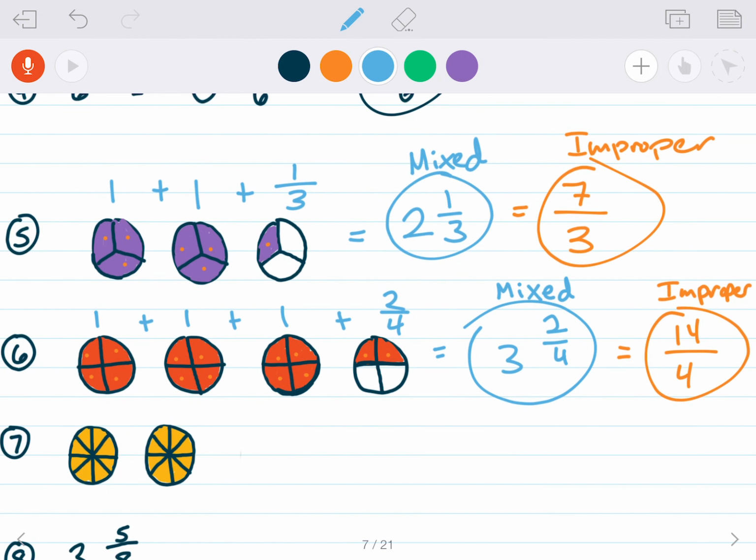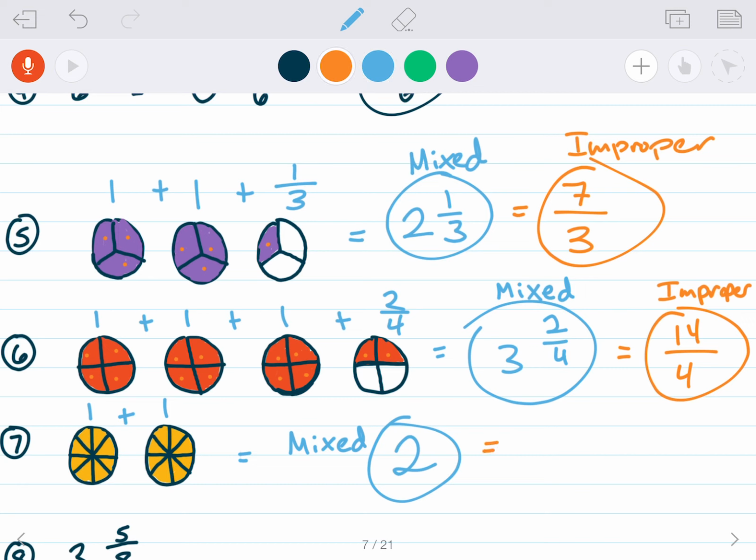How many wholes do we have? Well, it looks like we have 2 of them, and we don't have any parts. So this is just simply 2, right? 2 and 0/4, or just 2. So this is our mixed number. Not really mixed, but anyway.